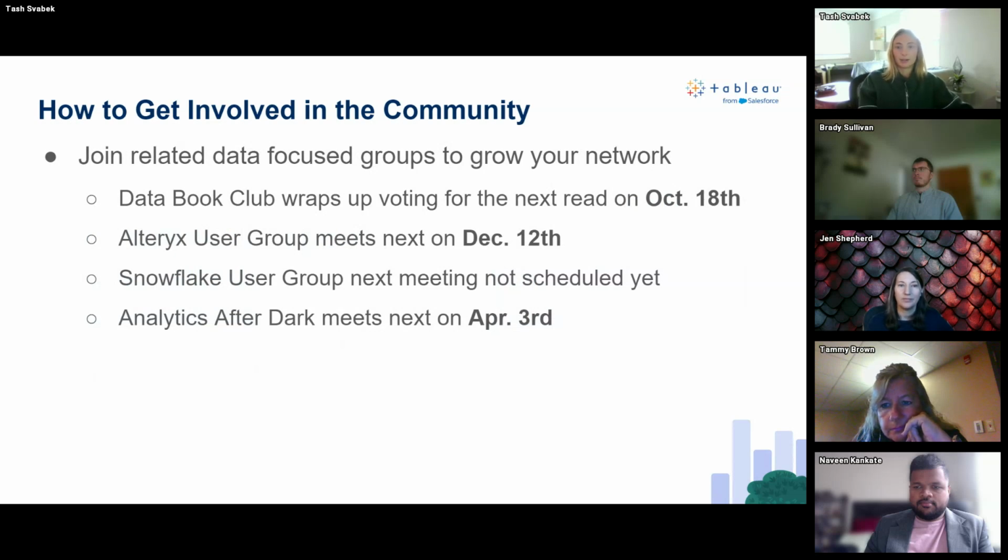And then outside of Tableau, there's always a lot of groups, a lot of networking involved in the data community. I know for myself, especially in the Milwaukee area, there's a lot of groups that come up. I think the same for Madison. So be sure to look outside of Tableau as well if you're looking to get involved. So Data Book Club, that's run by our own Brandy Beals. So if you like to read books, if you like to learn more about data, that's a great group to join. They'll be voting on their next book on October 18th.